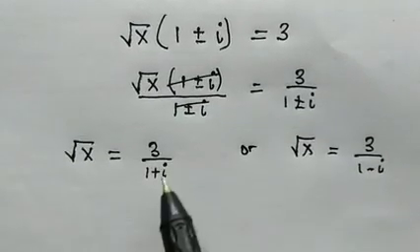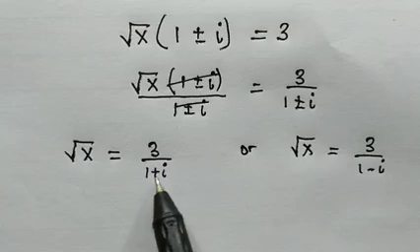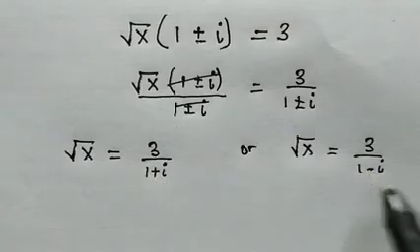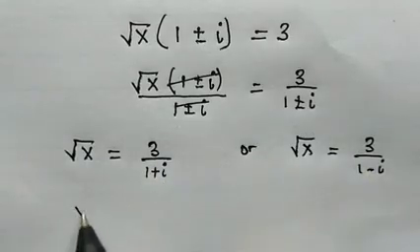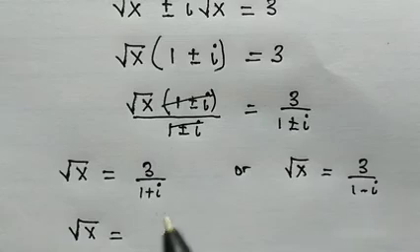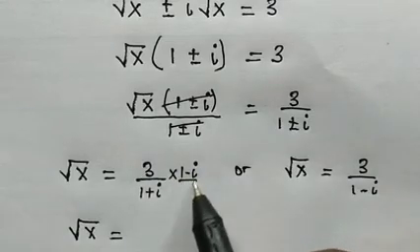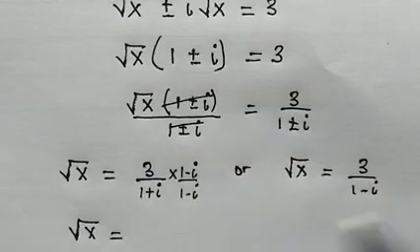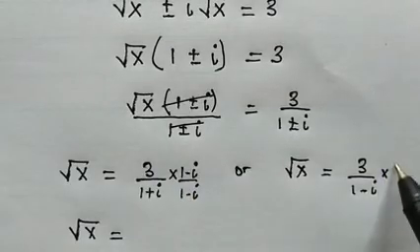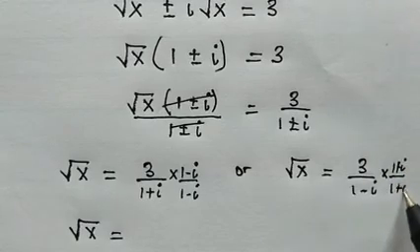So here we're going to rationalize by the conjugate form of 1 plus i, and here by the conjugate form of 1 minus i. So here we have the square root of x is equal to, so the conjugate form of this is 1 minus i, so multiply by 1 minus i divided by 1 minus i. And here multiply by 1 plus i divided by 1 plus i.